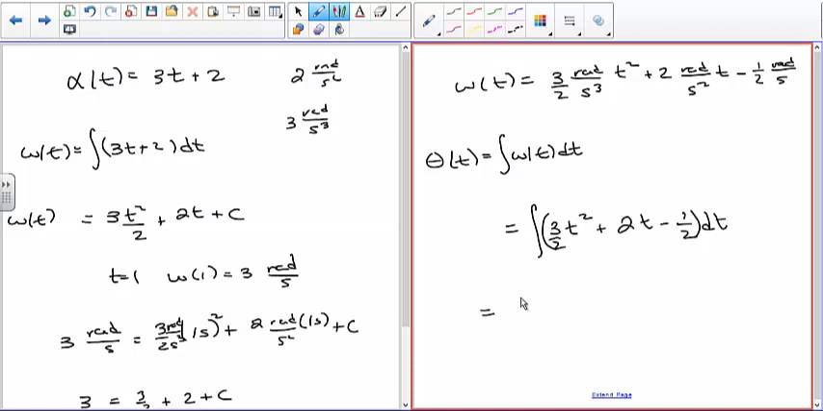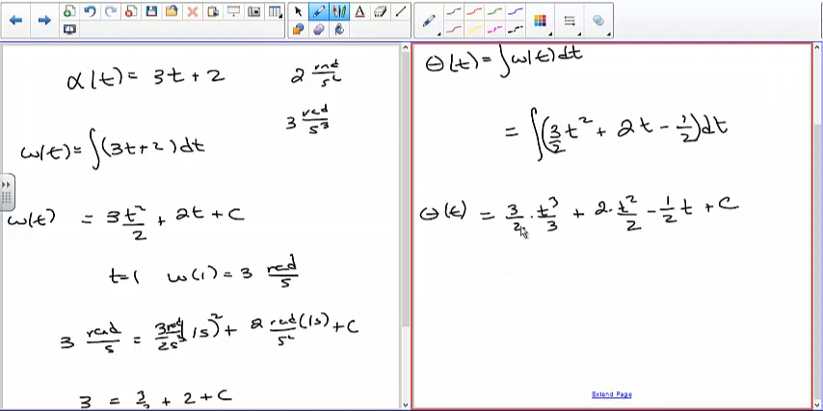So when I integrate this, I'll have t cubed over 3. So I'll have 3/2 t cubed over 3 plus 2 times t squared over 2 minus 1/2 t plus my arbitrary constant c. Once I clean this up a little bit, I'll have my general solution for the angle as a function of time. So it's t cubed over 2 plus t squared minus 1/2 t plus c. So that's my general solution.